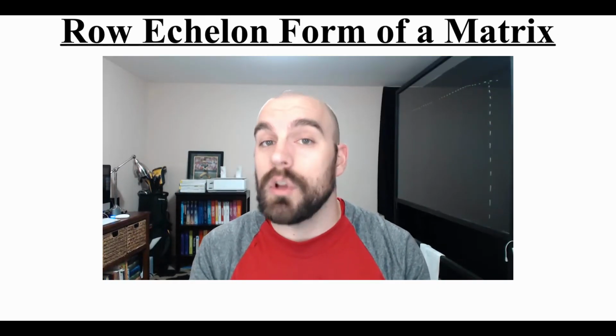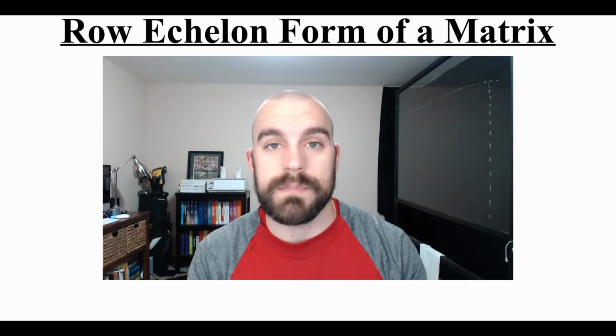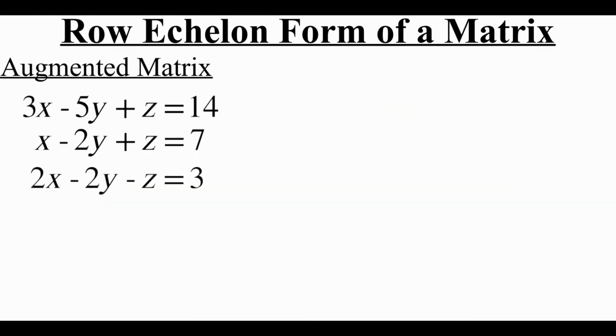In this video, we're going to look at row echelon form of a matrix. Now, we've already looked at getting row echelon form with a system of equations. Before we get to doing row echelon form with a matrix, I first want to talk about something called an augmented matrix. So in front of us, we have a system of equations, and we can actually take that system of equations and turn that into something called an augmented matrix.